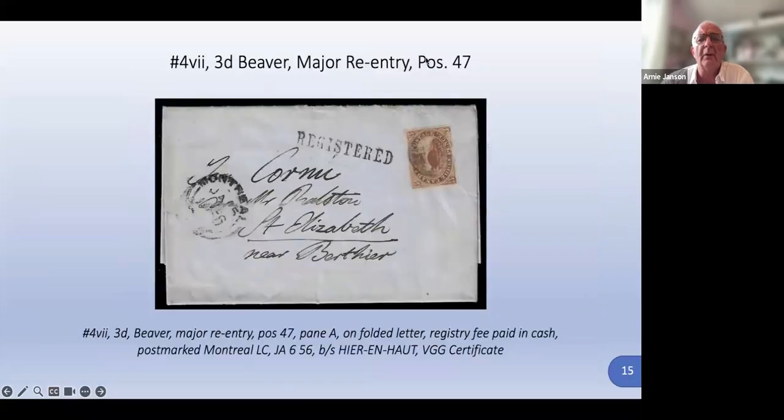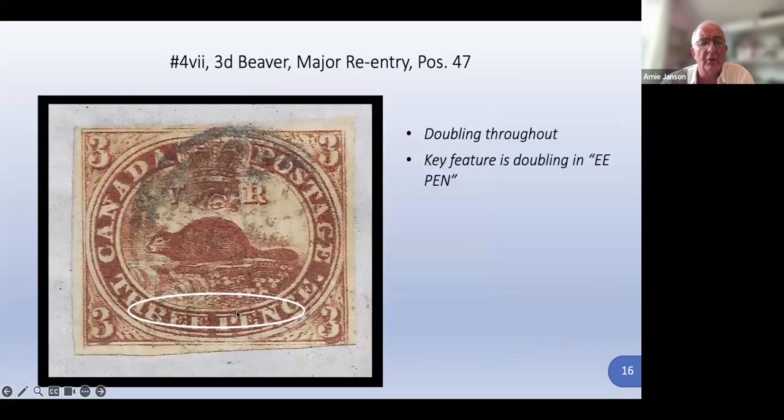We're continuing on now with number 4. And we see this is a major reentry, position 47, pane A, on a folded letter. The key features we're looking for here are the doubling in the top of the letters of E and pen, plus doubling in each of the 4 corners. A single reentry produces all of these features. So all of these features, marks, doublings, whatever you wish to call them, are part of one reentry.